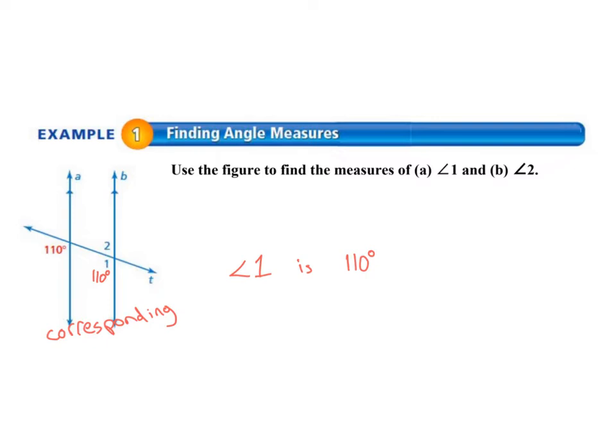Then you need to see that angle 2 is supplementary to angle 1. So remember that supplementary means they add up to 180. So angle 2, let's call that x, plus our 110 degree angle have to add up to 180 degrees. Solve for x. Therefore, x has to be 70 degrees. So angle 2 is 70 degrees.